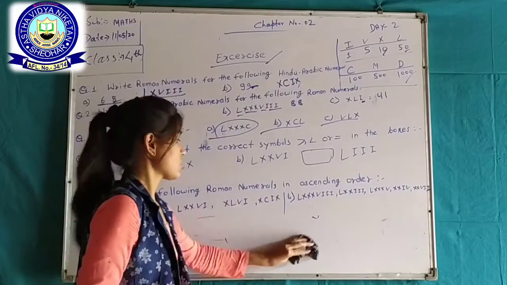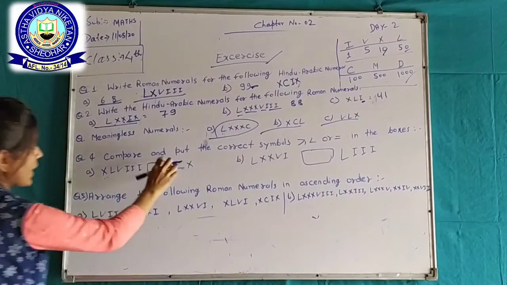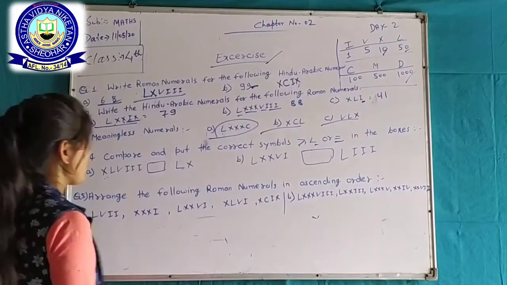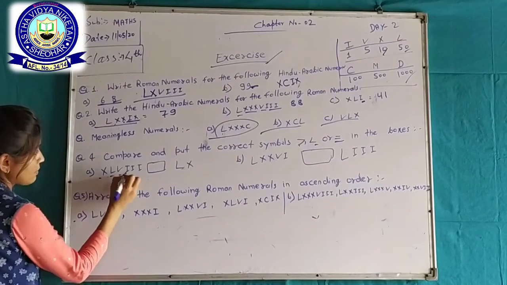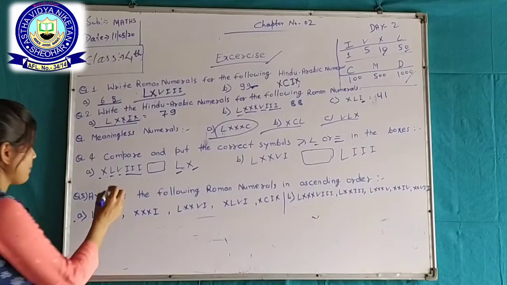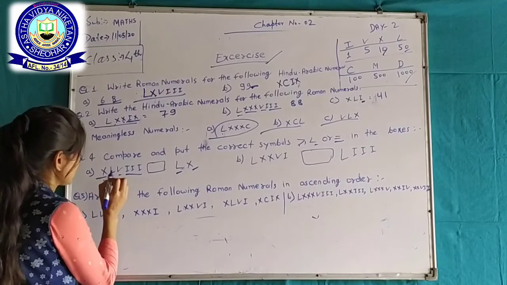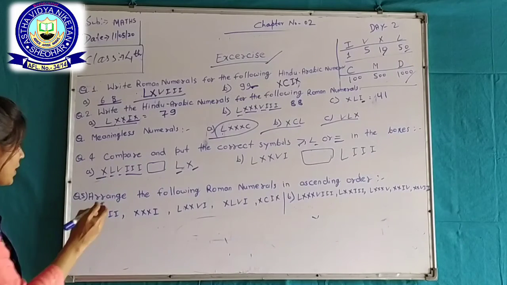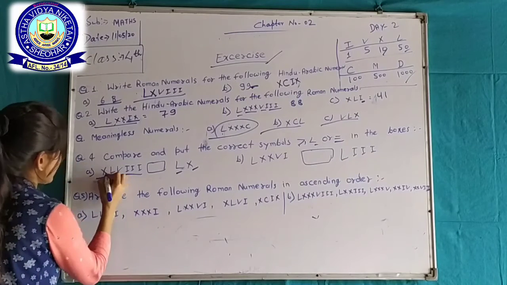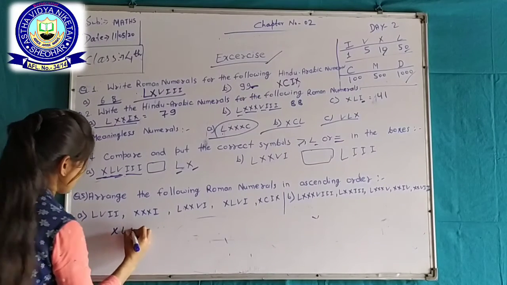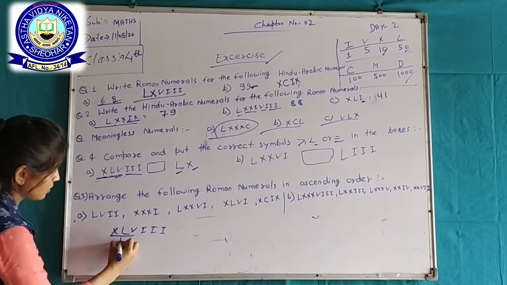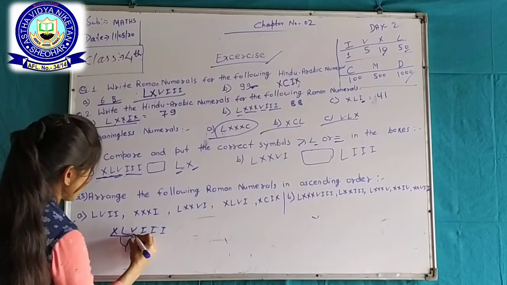And your next question is: compare and put the correct symbols, greater than, smaller than or equal to, in the boxes. Here are XLV and triple I, and here is LX. First of all, we have to write Hindu Arabic numerals for these Roman numerals. Here is XLV and triple I. The value of XL is equal to 40.